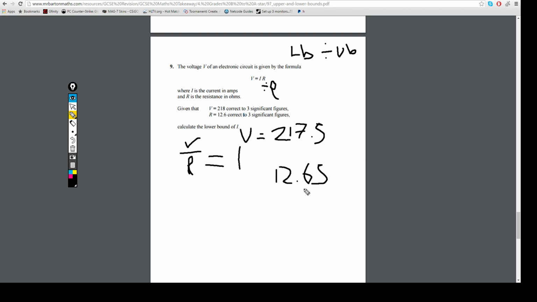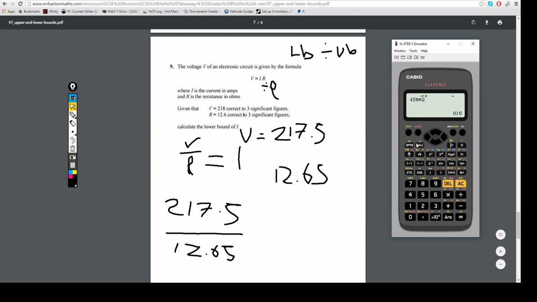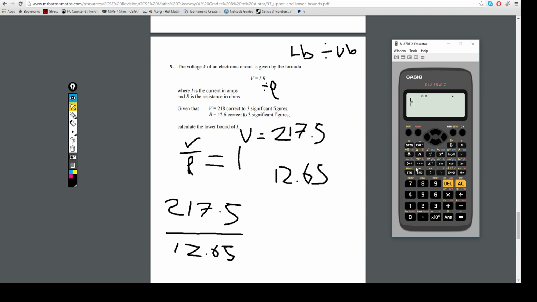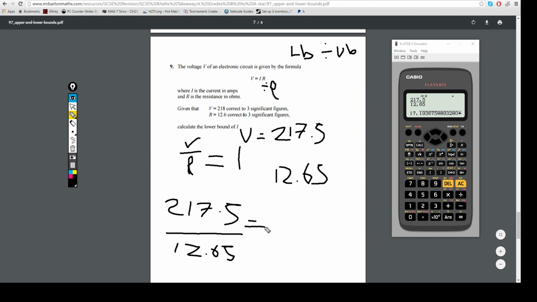So we're going to get this formula up here, and we're going to rearrange it. We're going to put them into the formula, which is 217.5 over 12.65, and that is going to give us, let's set this, 217.5 divided by 12.65 equals 17.193. You're allowed a calculator in this, by the way. This would be a calculator question. We'll write that down here. 17.193.